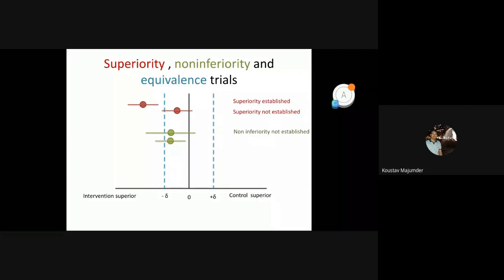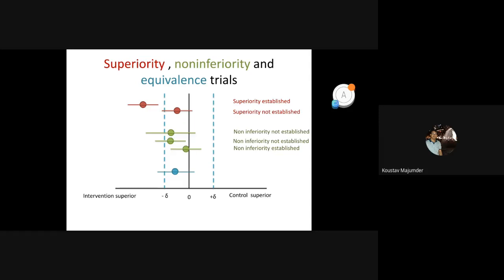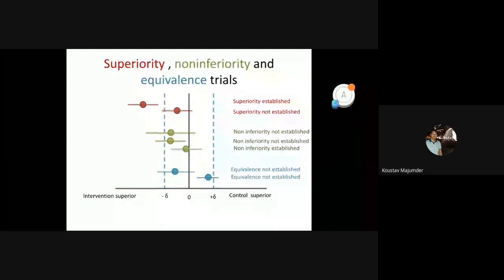Similarly, even if the mean lies within the non-inferiority margin, but the confidence interval cuts the lower margin of the non-inferiority, then non-inferiority is not established. However, for a study whose mean and confidence interval lie within the equivalence line and the non-inferiority margin, non-inferiority is established. Similarly, for an equivalence trial, any study whose confidence interval cuts the equivalence margin is a negative trial. Similarly, if it crosses the equivalence line on the positive side, again equivalence is not established. But if it lies within the two margins, positive and negative equivalence margin, then it is a positive trial.